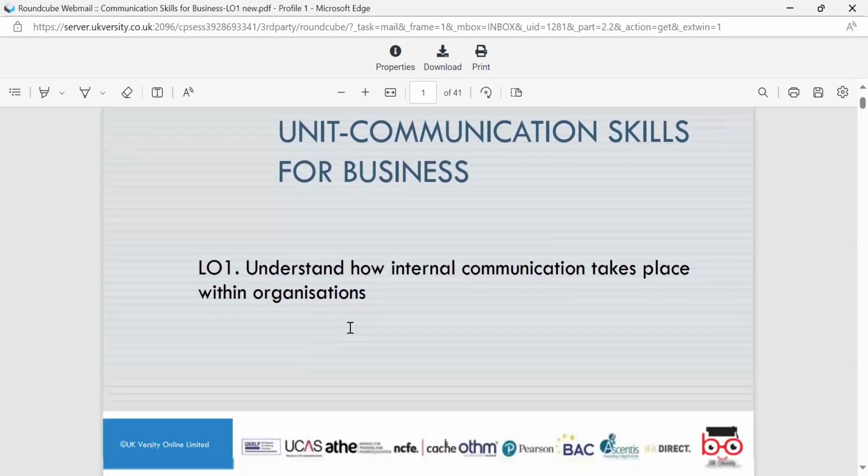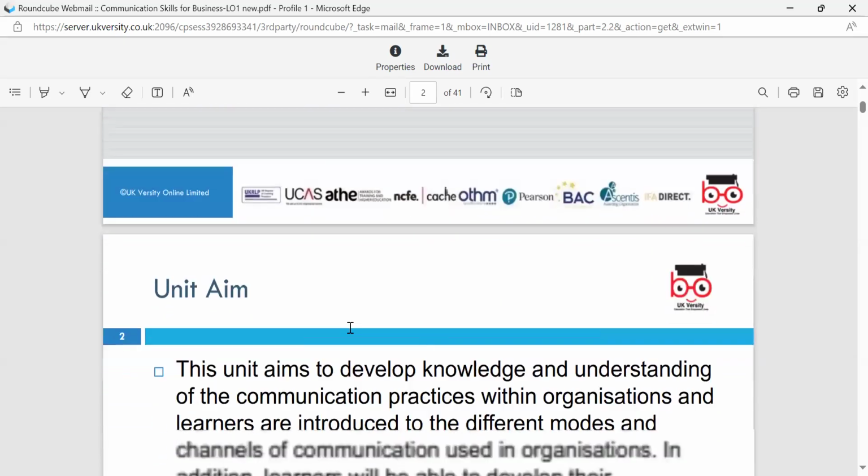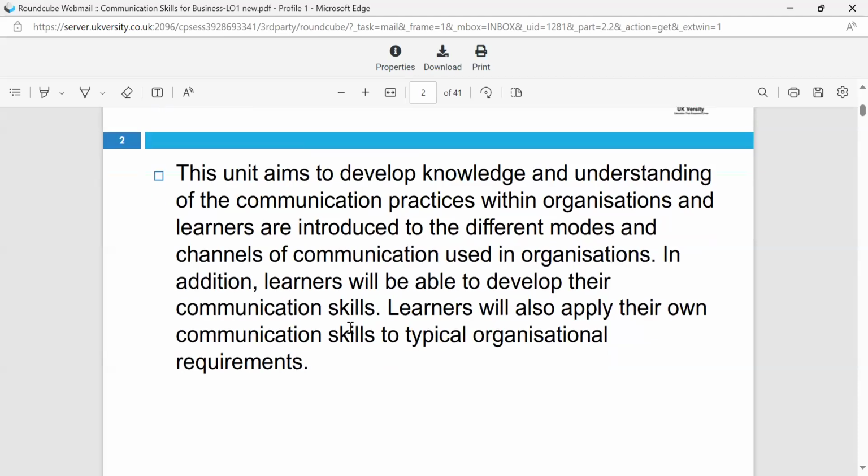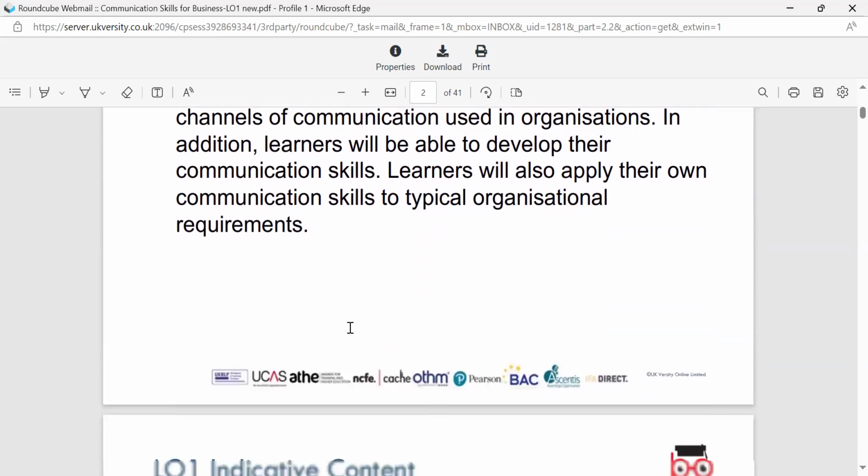So, firstly, the unit aim is to develop your knowledge and understanding of communication practices within organizations, and learners are introduced to the different modes and channels of communication used in organizations. In addition, learners will be able to develop their communication skills, and learners will also apply their own communication skills to typical organizational requirements.